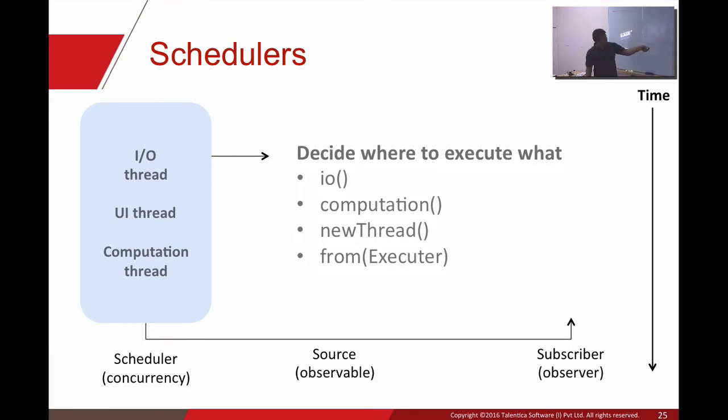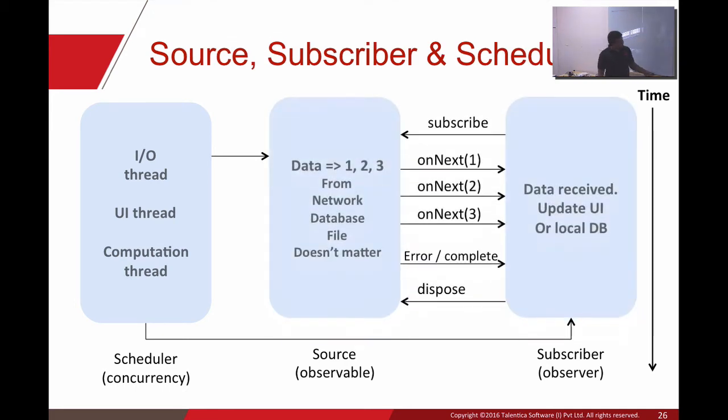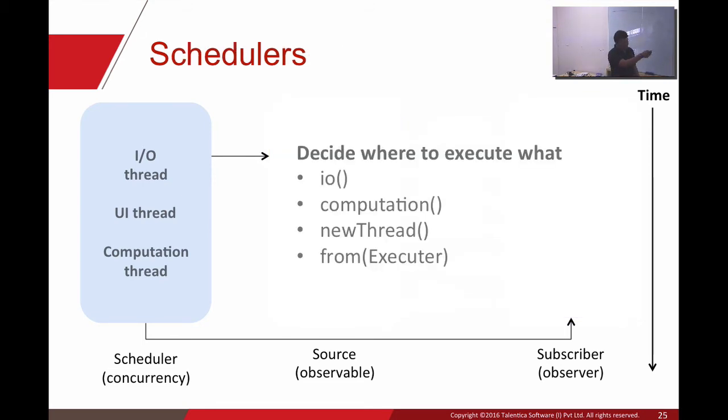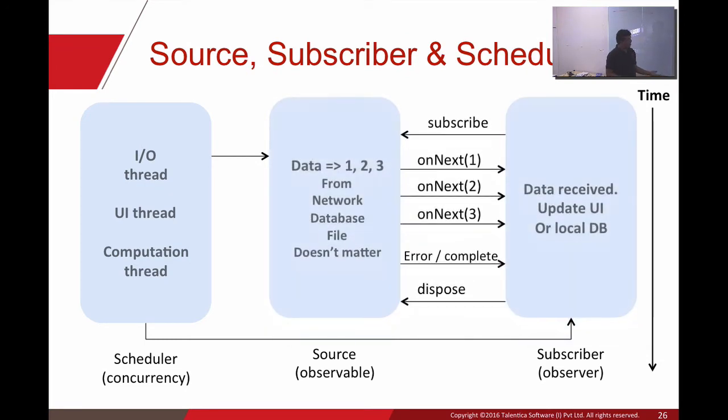Now schedulers fit there. So we can decide where it's getting the data from. If it's getting data from the network, it should probably be in the IO thread because it's a blocking operation and we don't want to block. When we are updating the UI, this should happen in the main thread, right? We cannot update from the background thread. So these are the three main components of reactive programming.